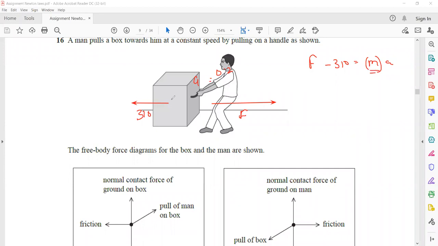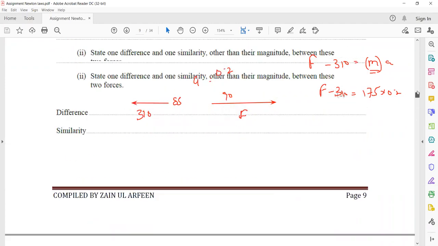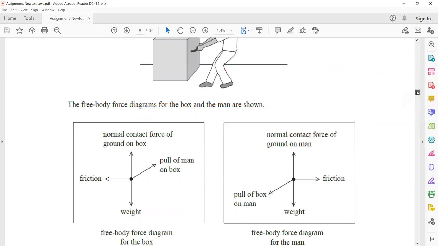And what about this m? Because we are taking the whole system, the mass of the box plus the mass of the man, when we add, that will be the total mass. So F minus 310 is equal to 80 plus 90, so 175, into 0.2, the acceleration. So this will give us the frictional force between the man and the ground.